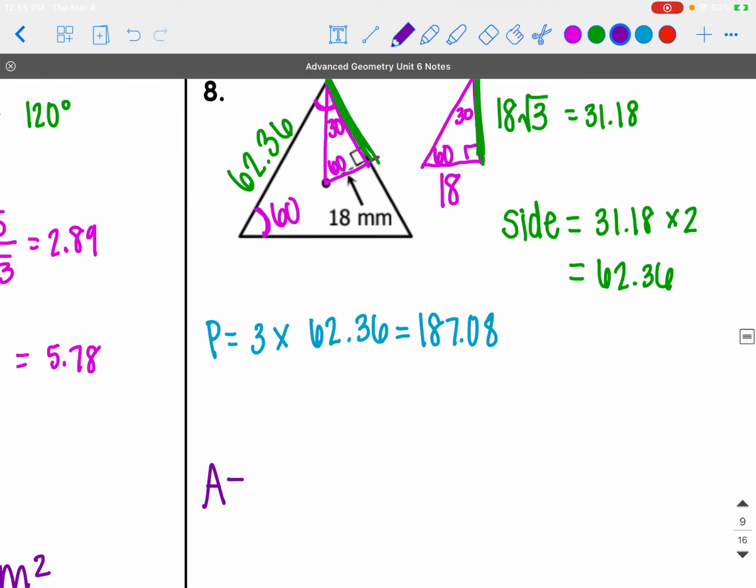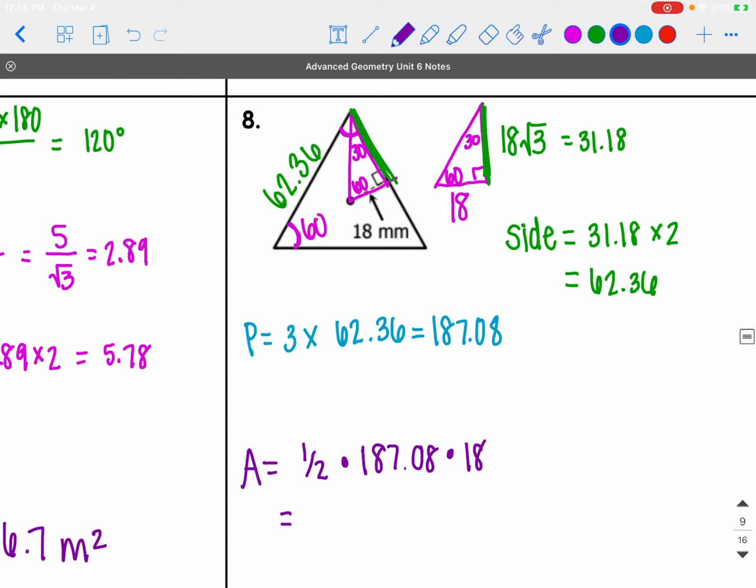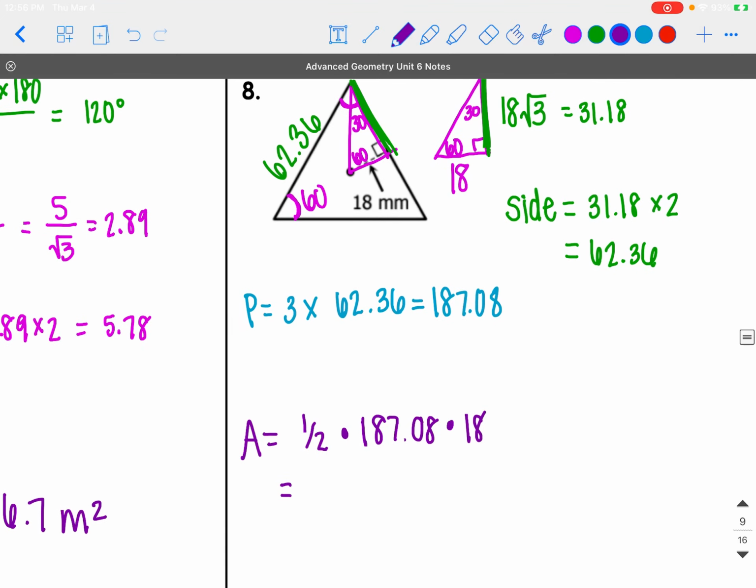And now I can find the area of the triangle. It's half times the perimeter times the apothem. And I've switched on you. I told you it was half times apothem times perimeter. It doesn't matter which way you do it. So half times 187.08 times 18 is 1683.72 millimeters squared.